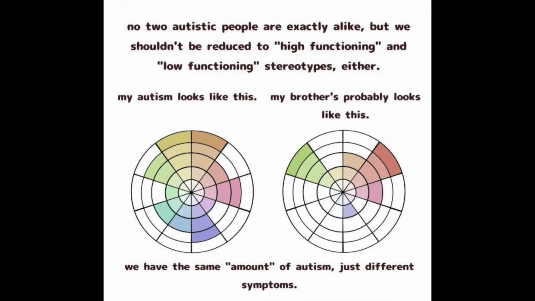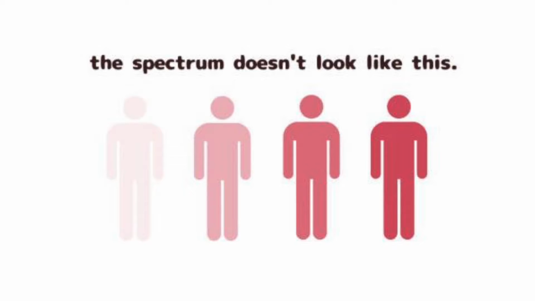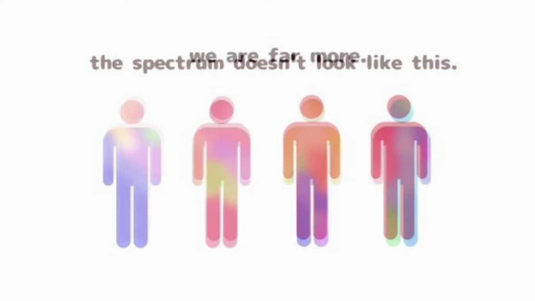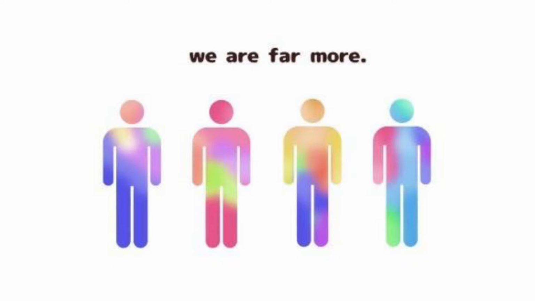And the artist who made these infographics gave an example of what her spectrum versus her brother's spectrum would look like. And as you can see, they're very different and they're both all over the place, even though they both have autism. So the spectrum doesn't look like this. It's really more like this, where all the different factors come together to make up how a person is.